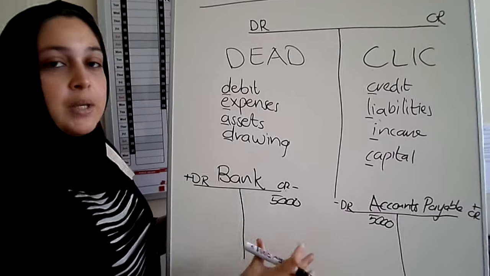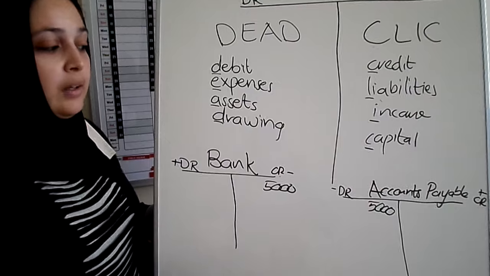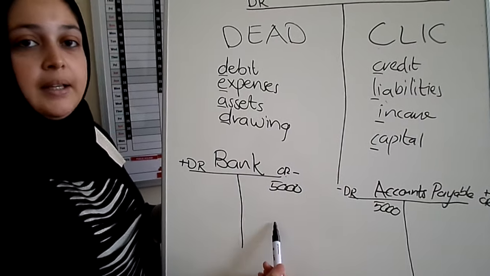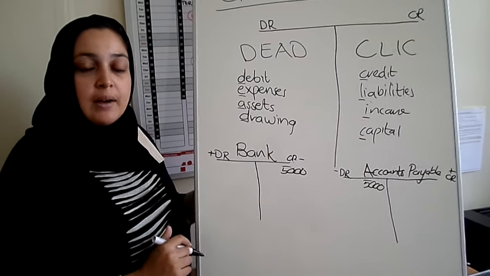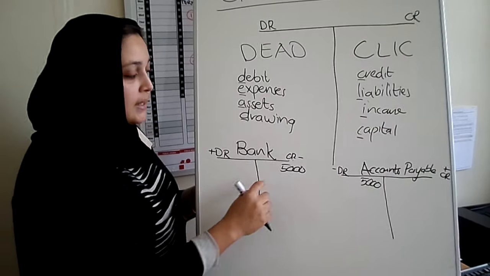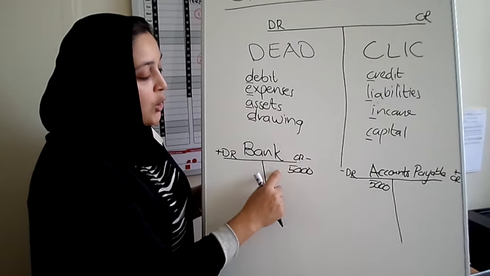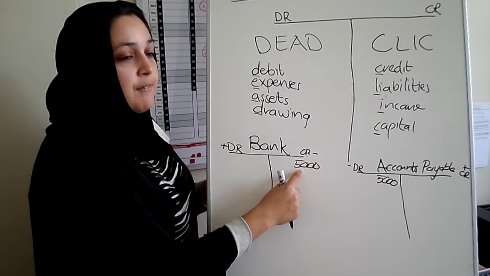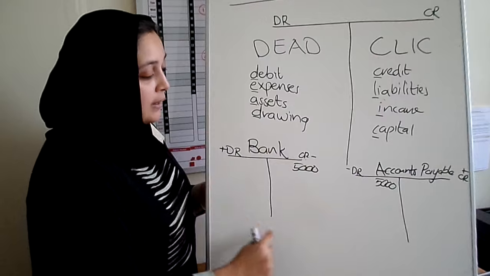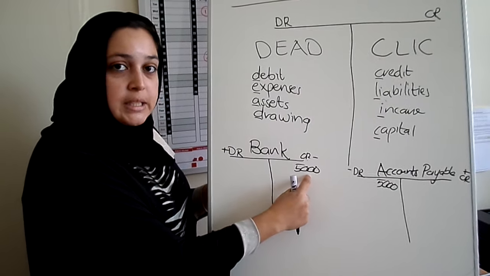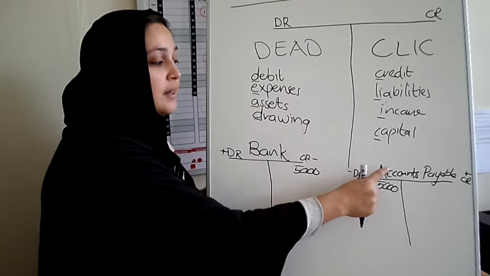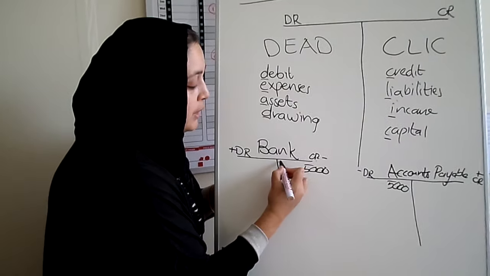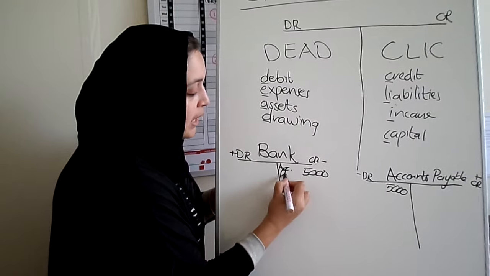And then this is where the double entry principle comes in as well. For every debit, there is a credit. The other important thing in the ledger is the contra accounts. Please remember your contras. The contra means which account have you debited that 5,000 with. So in our bank account, we have credited 5,000. Which account have we debited 5,000 with? The answer is the accounts payable. So here in the contra, you will have accounts payable.